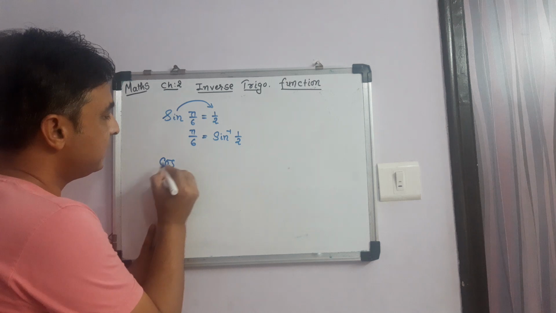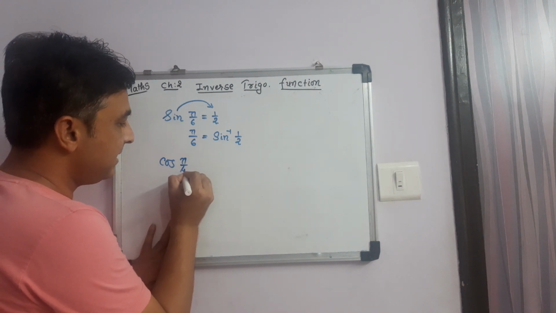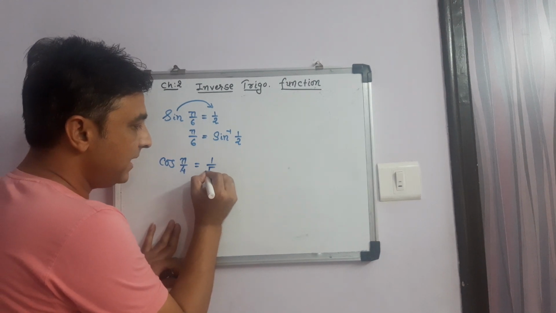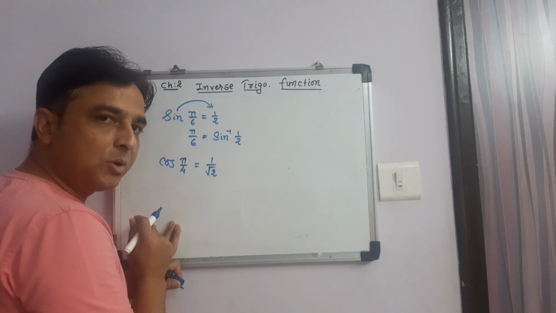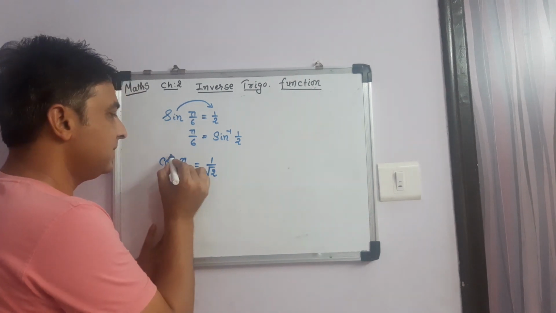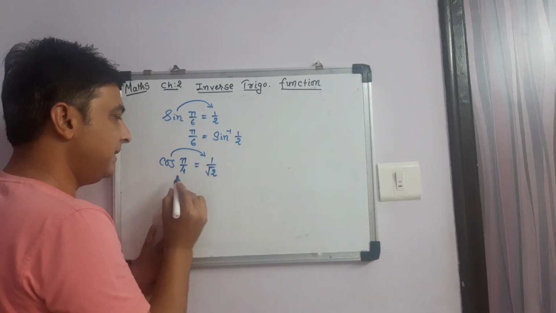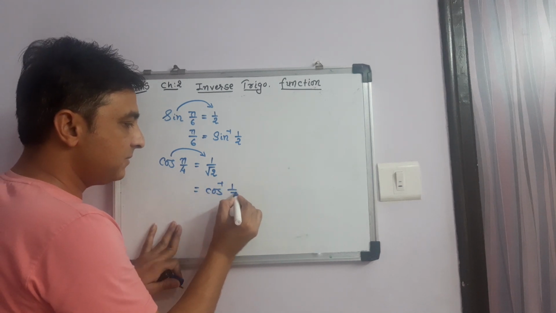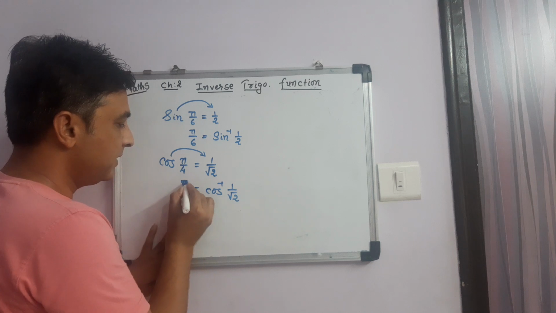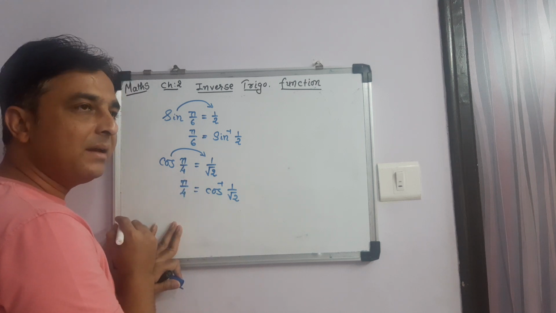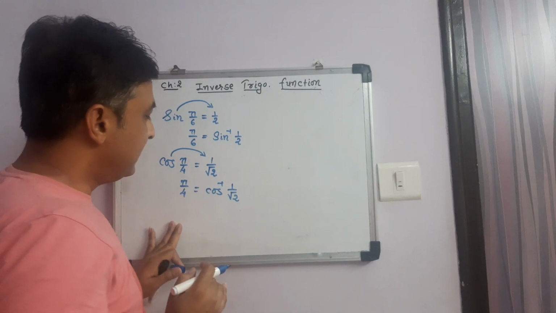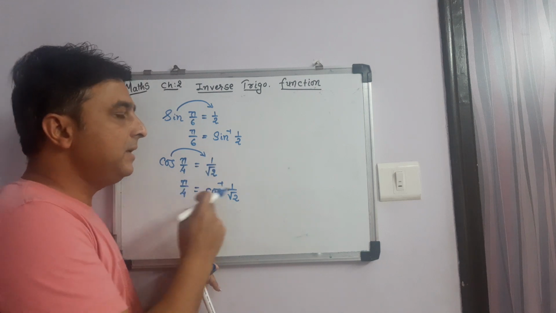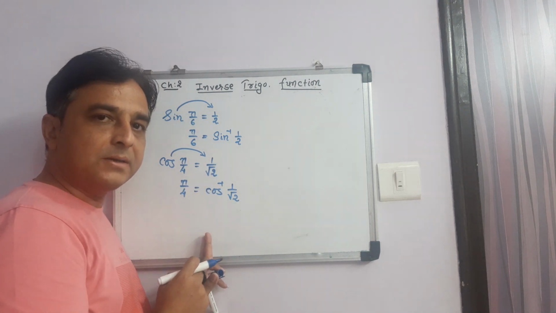Similarly, if we are taking cos pi by 4, we know that it is 1 by root 2. That means if cos goes on the right hand side, then cos inverse 1 by root 2 is pi by 4. Like that we can find the values of inverse trigonometry function.